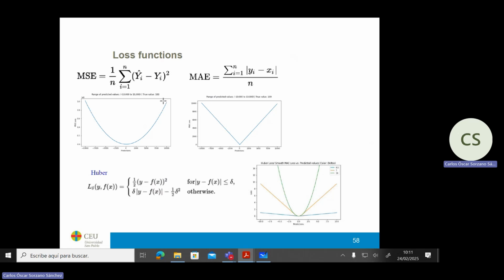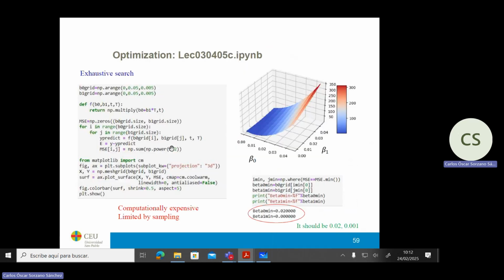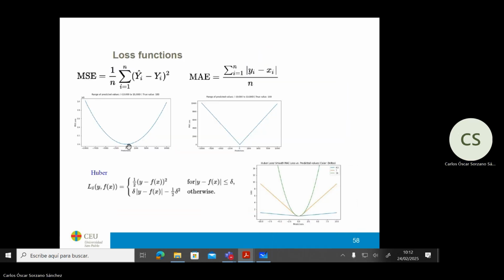And then you can try to make a mixture between the two. You can look for a function that locally behaves as the quadratic: when it is smaller than delta, it behaves as the quadratic, and when it is larger than delta, it behaves as an absolute value. This Huber function is like that. But in general, you look for the beta 0 and beta 1 that minimize a loss function. This loss function is this one, whatever you choose to be the loss function.